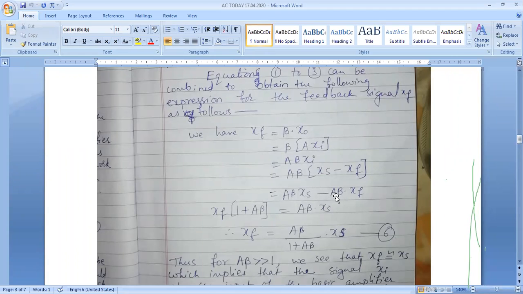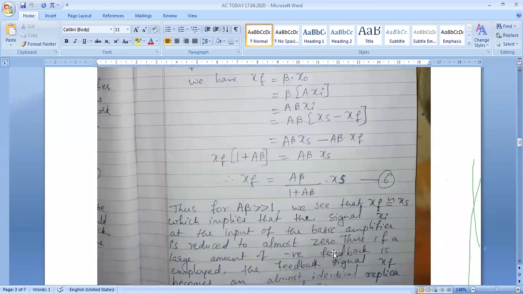So take this term on the left hand side and take XF as common. Inside the bracket I am left with 1 plus A beta, which is equal to A beta into XS. So XF equal to A beta divided by 1 plus A beta, taking this on the right hand side into XS. So this is given as equation 6.